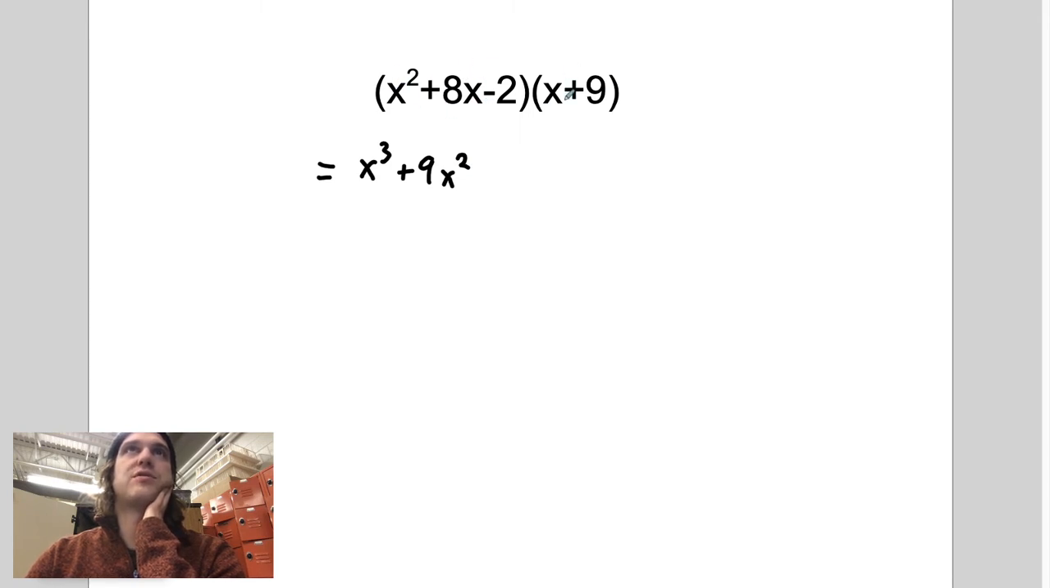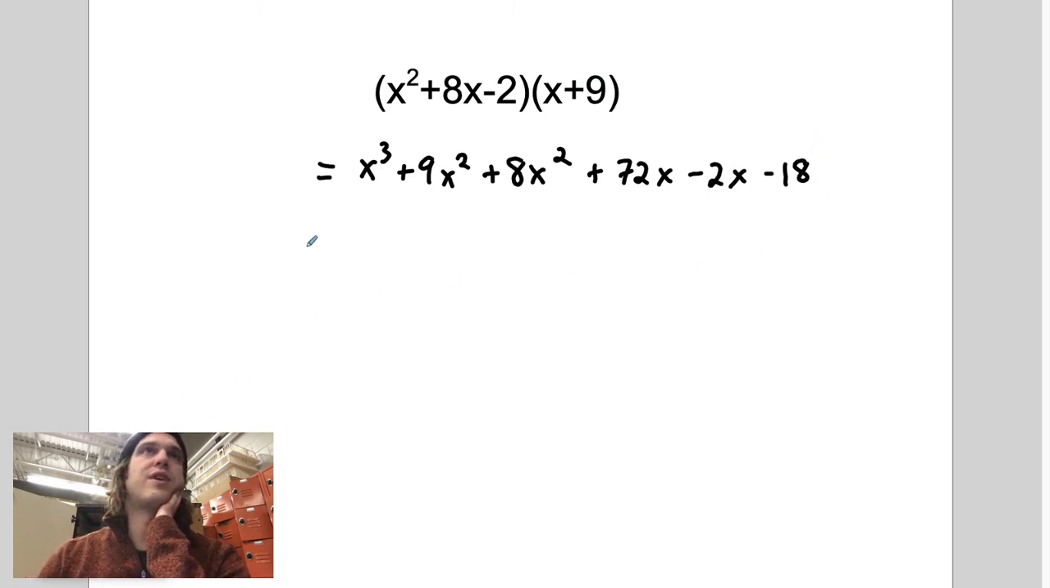8x introduces themselves to x to the first. X times x is x squared, so it'll be plus 8x squared. And then 8x introduces themselves to 9, which will be plus 72x. Okay, lastly, negative 2 introduces themselves to x. That is minus 2x, and negative 2 introduces themselves to positive 9, which is minus 18.